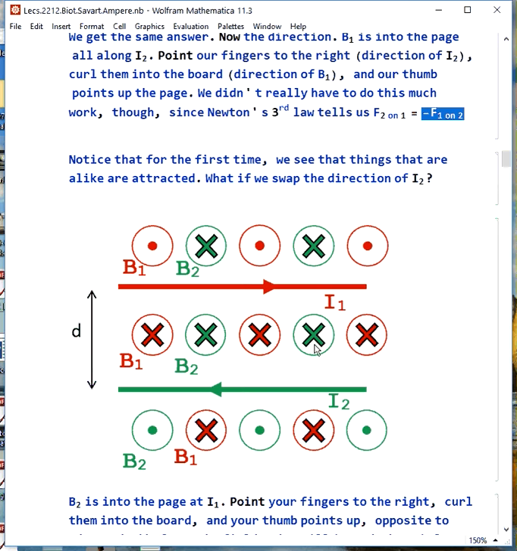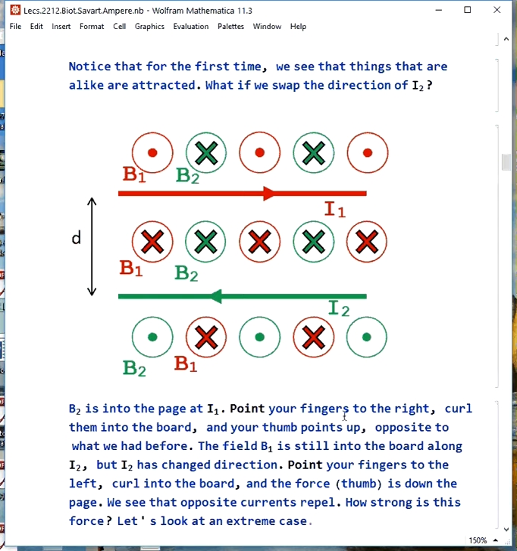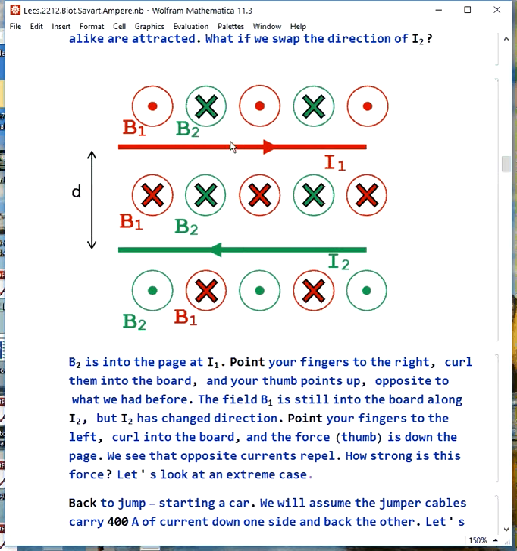That means our magnetic field is into the page on top and out of the page on the bottom. So what's our direction at this point? Well, the direction here at I1, our force would be, take your fingers and point them to the right, curl them into the page. Now your thumb is pointing up and away from the other current. Down here, take your fingers, point them to the left, curl them into the page for the B1 field, and your thumb is pointing down. So opposite currents repel.